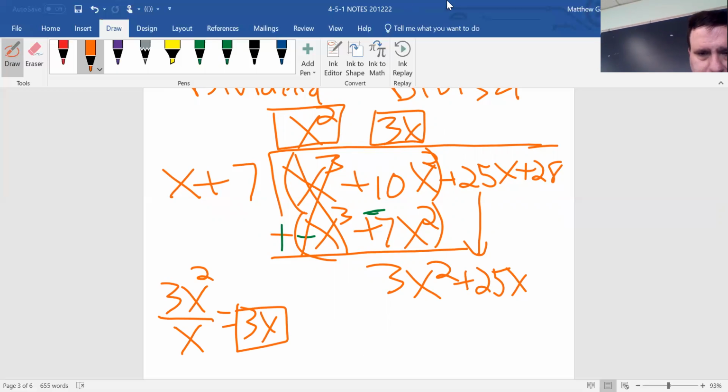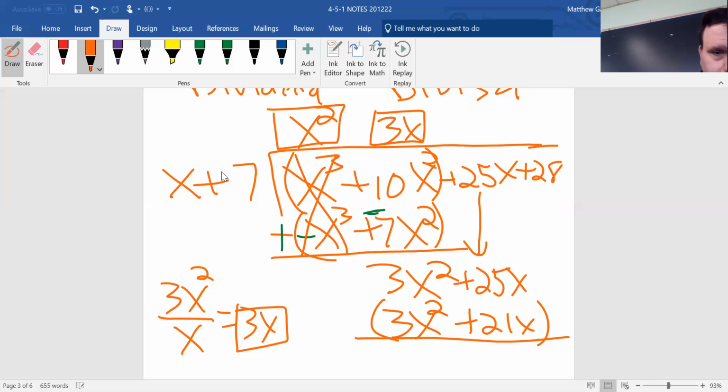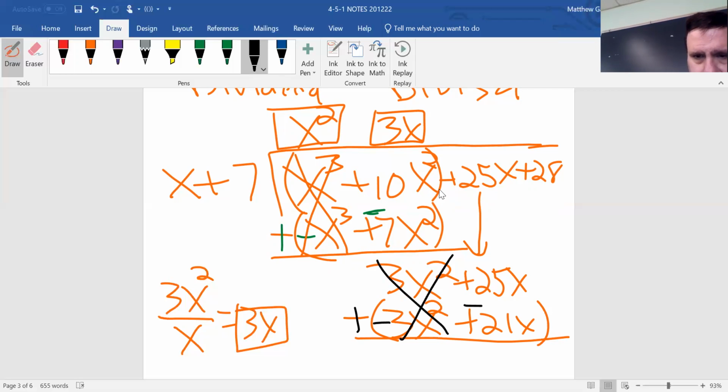And 3x times x is 3x squared. So we put 3x squared under the 3x squared. And 3x times 7 is 21x. And we subtract going vertically. When we subtract, we essentially just add the opposite. So negative 3x2 added to positive 3x2 cancels. 25 and negative 21 is 4.